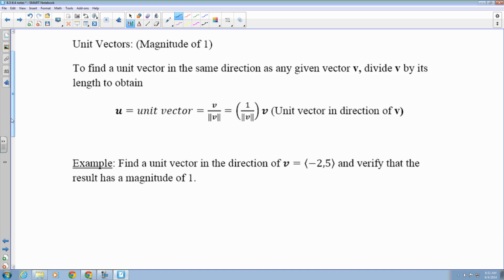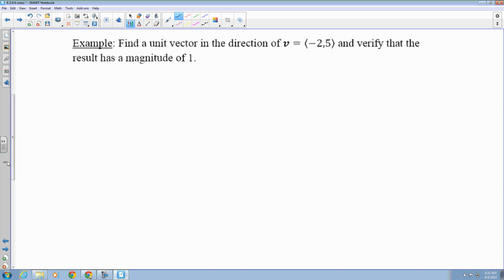To obtain a unit vector in the same direction as any given vector v, we divide it by its length or magnitude. So we would take any vector v and divide it by its magnitude, and that will give us a unit vector of length 1. So I want to find a unit vector in the direction of negative 2, 5, and I want to verify that it has a magnitude of 1.